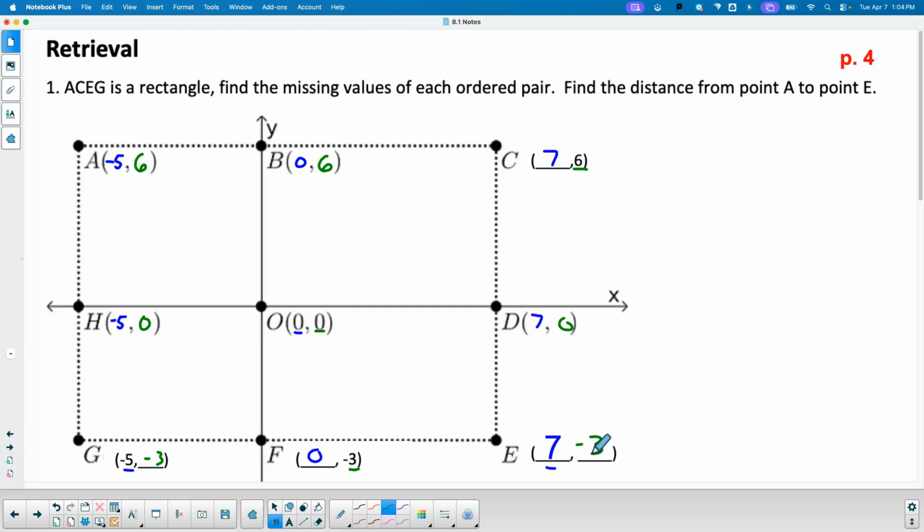So it should be filled in like that. Point A should be at -5, 6. Point B at 0, 6. Point C at 7, 6. Point H at -5, 0. Point O at the origin, 0, 0. Point D at 7, 0. And, oops, hold on, that one shouldn't be at 7, 0. That should be a 6. Make that better. Point G at -5, -3. Point F at 0, -3. And point E at 7, -3.